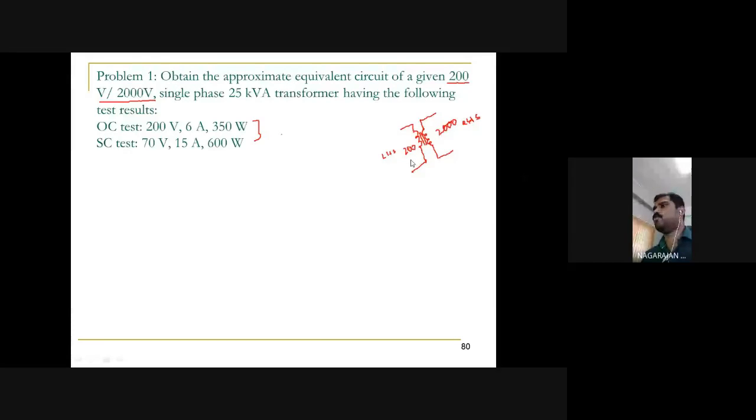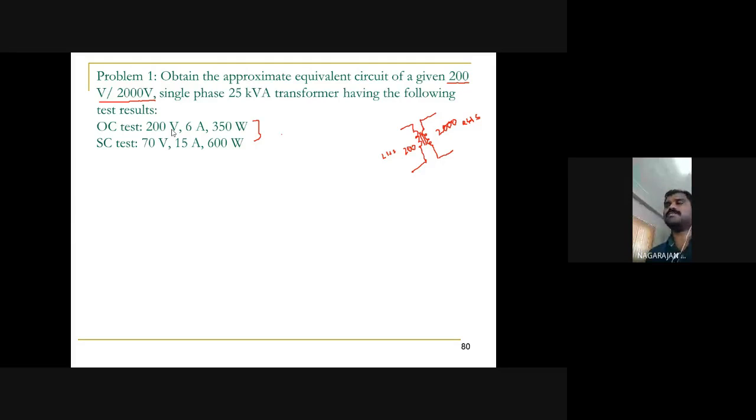So the right side is kept open while performing the open circuit test, and the left hand side will be short circuited when performing the short circuit test. They have conducted all those tests, and the results have been given like this. In the open circuit test, they have given three values: 200 volts, 6 amperes, 350 watts. These are not necessarily the maximum rated values of the machine. It is not necessary for the given data to be rated values.